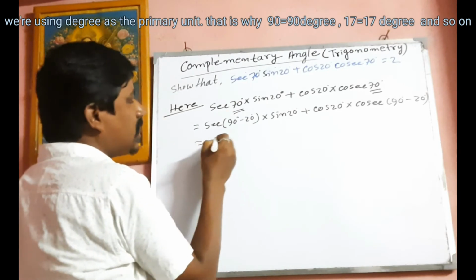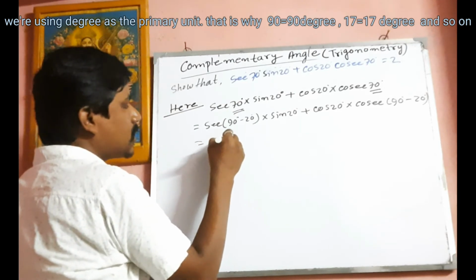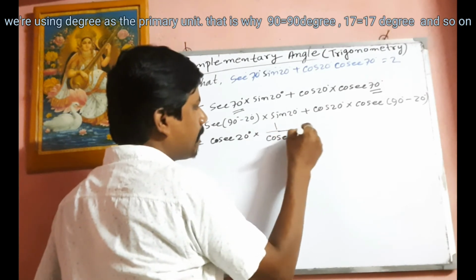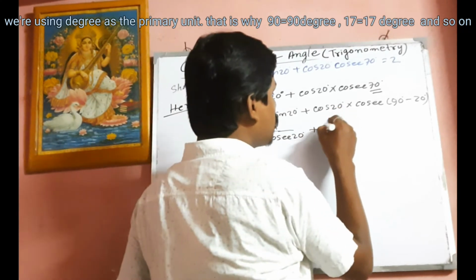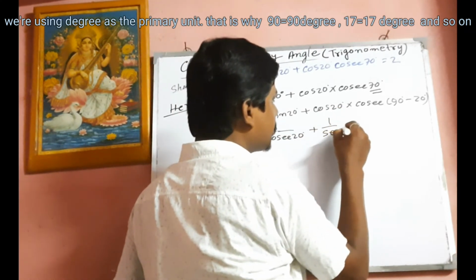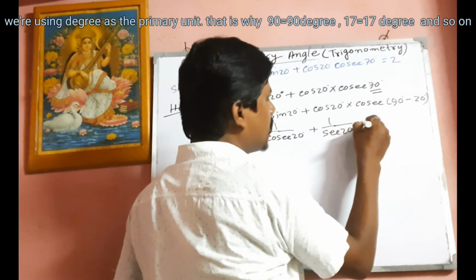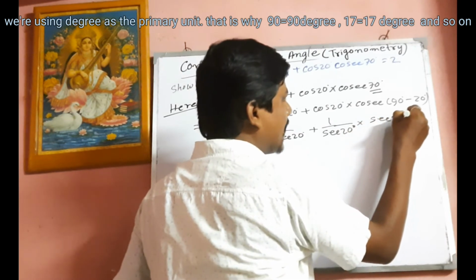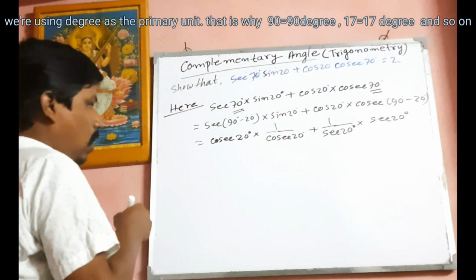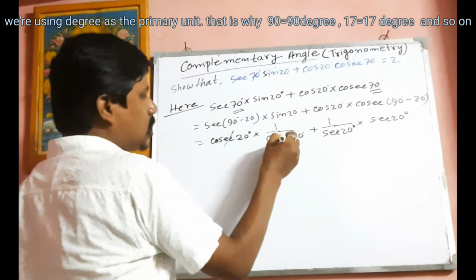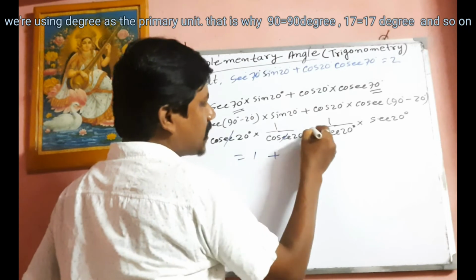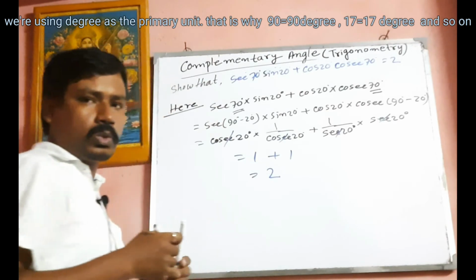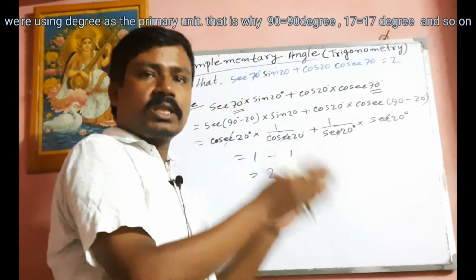Now sec(90° − θ) is equal to cosec θ, and sin means 1 by cosec, and similarly cos means 1 by sec θ. Theta is equal to 20 here, and cosec(90° − θ) is equal to sec θ, that is sec 20°. Now these two vanish, one is there, and plus, this one vanishes. So 1 plus 1, this is 2. This is the complete third example.